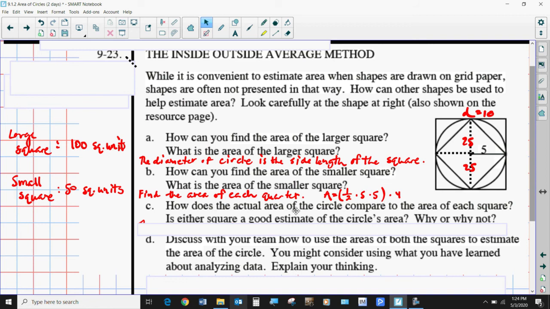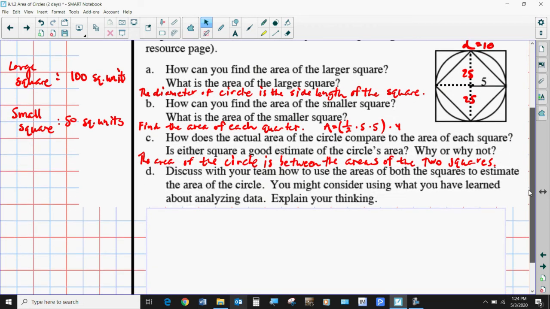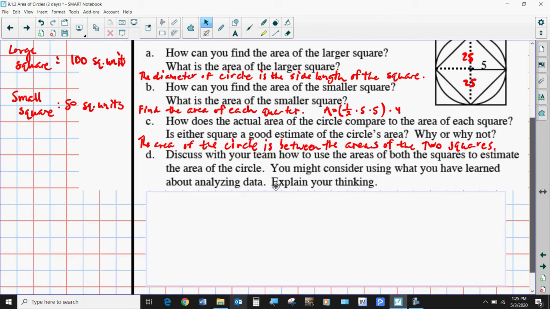So how does the actual area of the circle compare to the area of each square? Well, notice how the circle is bigger than the small square, and it's smaller than the largest square. So it's got to be somewhere in between there. So I think a good estimate would be like the halfway point between there, which would be somewhere around 75. Do I even have that written in there? I guess maybe I don't. But it says the area of the circle is between those 2 areas, but I'm going to guess it's about 75, okay? So discuss with your team how to use both areas to estimate the area.